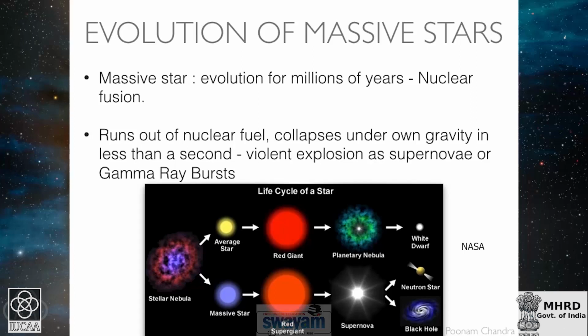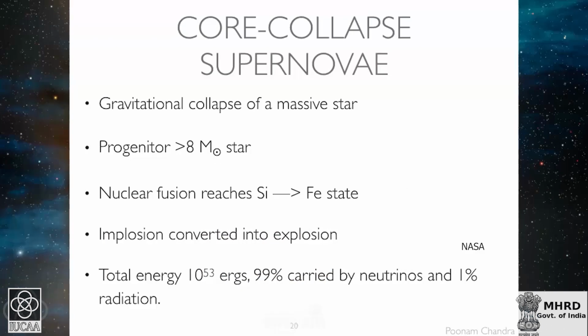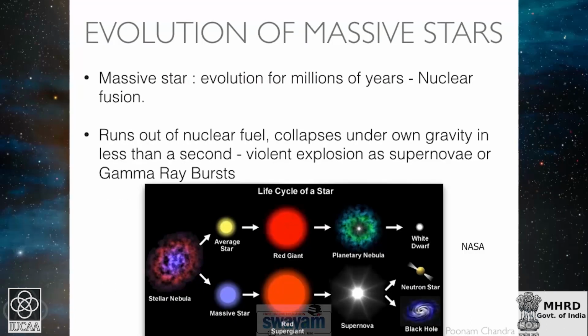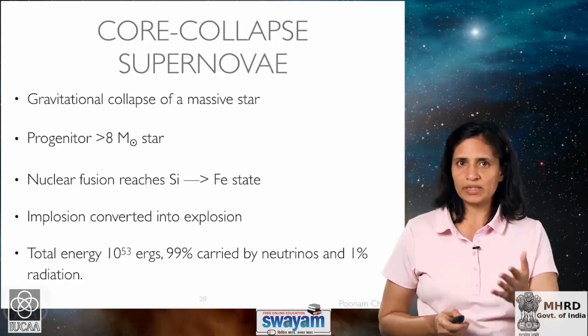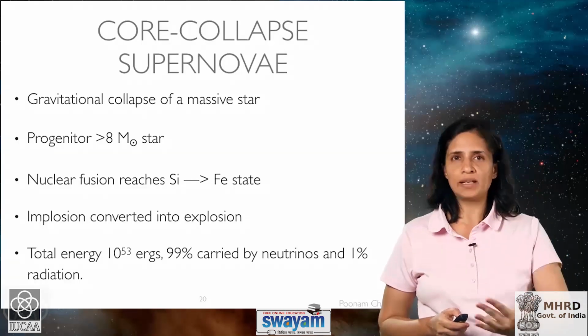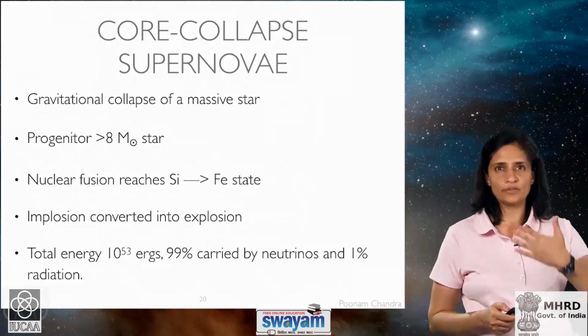Now, I am saying here that this collapse leads to an explosion which is named as either supernova or gamma ray burst. But that is a very controversial statement, how a collapse is leading into an explosion, and I will come to it in a while when I try to explain a little more. But let's try to understand, in this scenario of stellar evolution, what these different kinds of transients are.